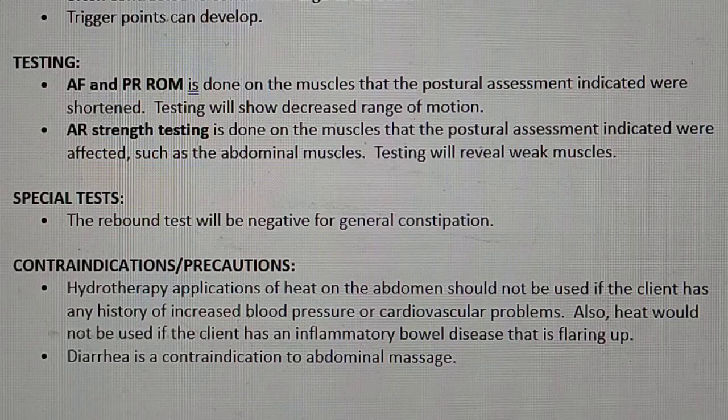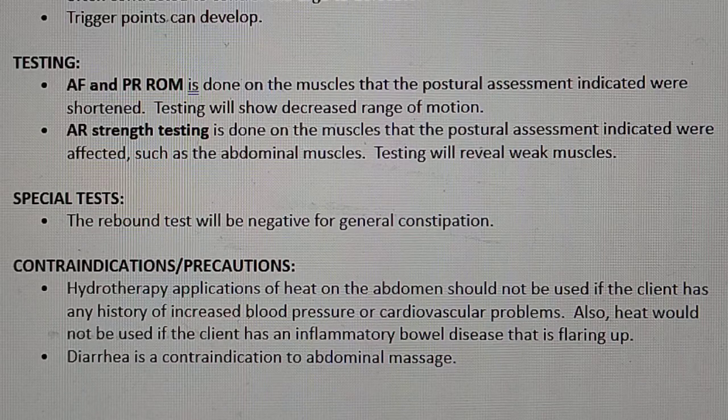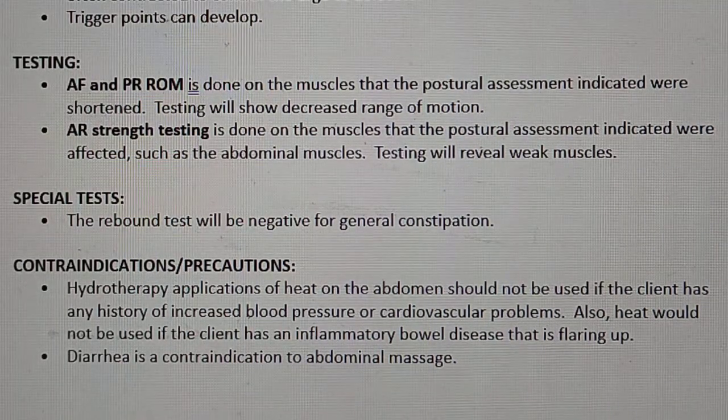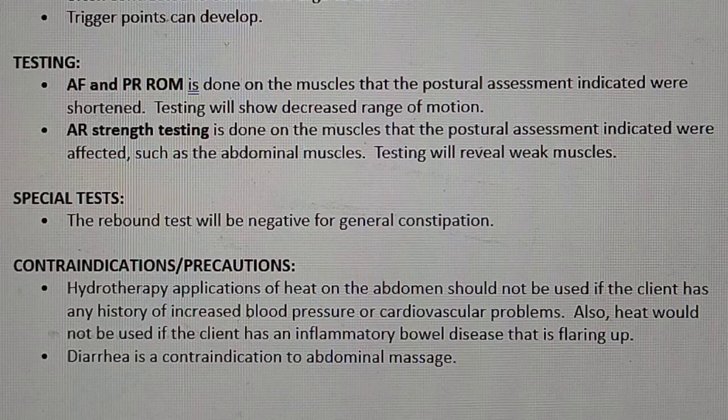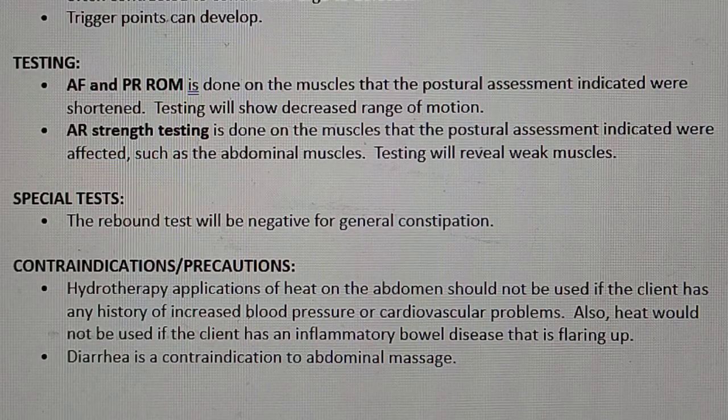Now, diarrhea is a contraindication to abdominal massage. So very important, if the client is having diarrhea, pretty much you have to stop, or you don't have to do the treatment. Or you have to tell the client that you cannot do the massage treatment because diarrhea is a no-no. It's a contraindication, okay, to abdominal massage. All right.